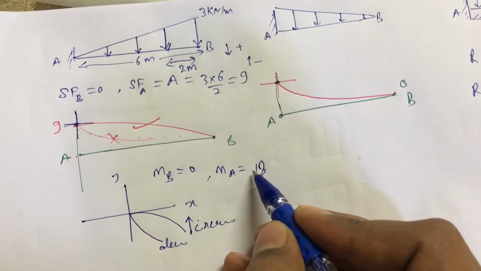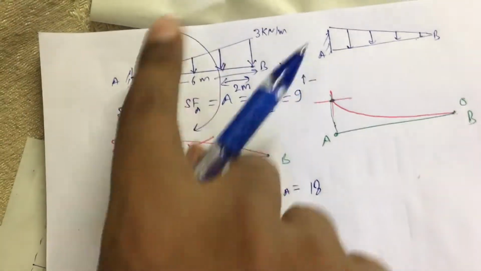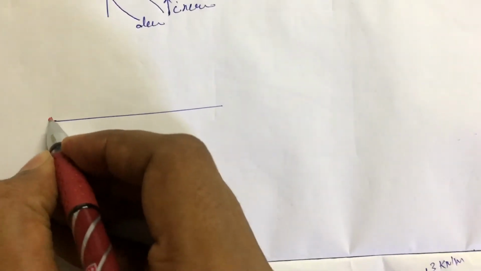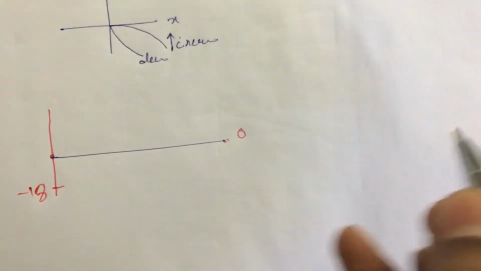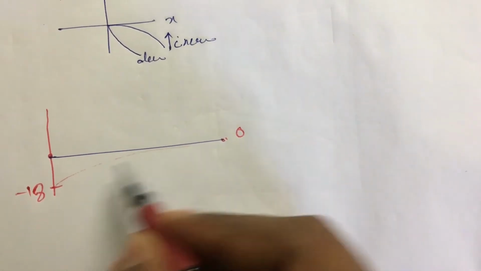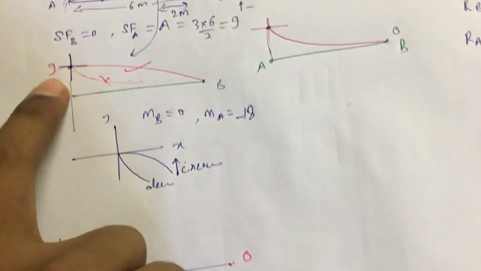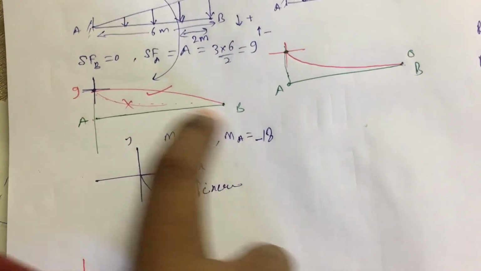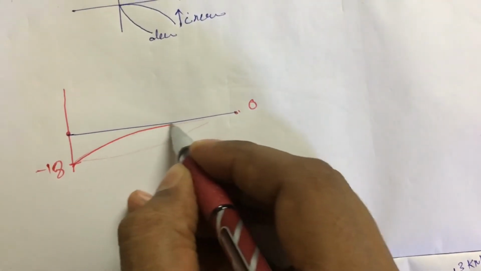Now is this positive or negative? This will be negative, because this whole load will take the beam clockwise, like this, right? That's why clockwise is negative, so MA is negative. So come here, this is your point A, this is your point B. At A we have minus 18, at B we have 0. Now again the question is this curve or this curve. You check which one is increasing and which one is decreasing. Shear force is 9 here, shear force is 0 here, so it is decreasing, so my slope should be decreasing. So this is the decreasing slope.